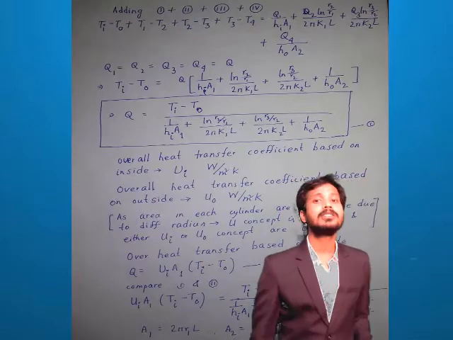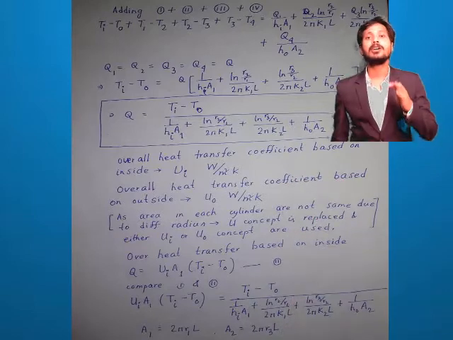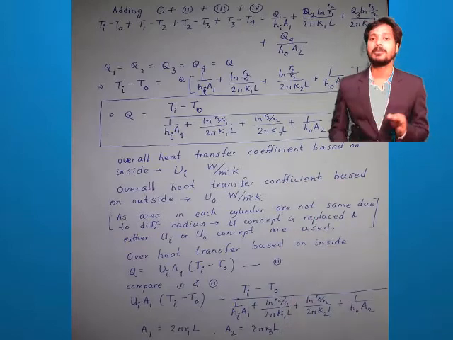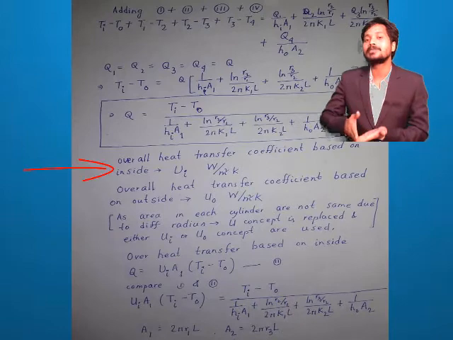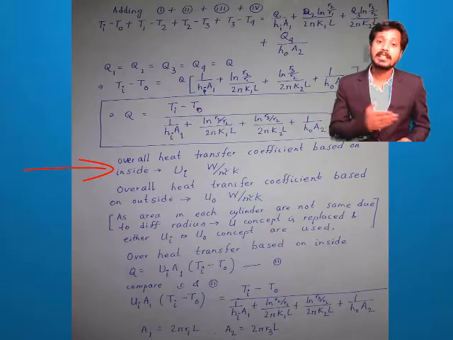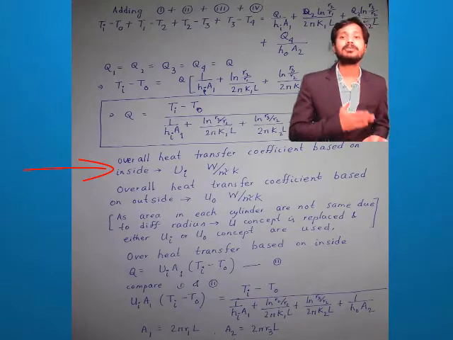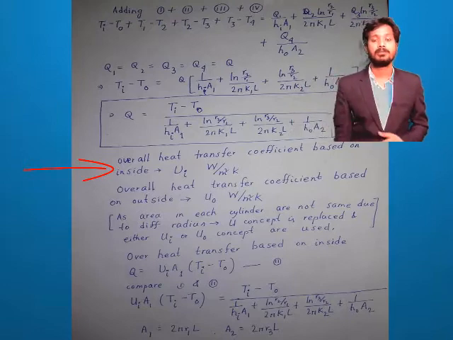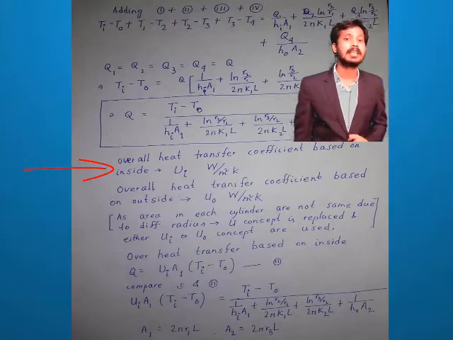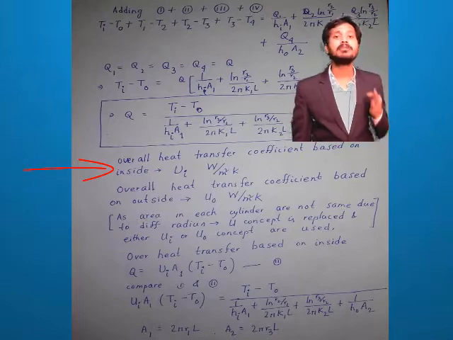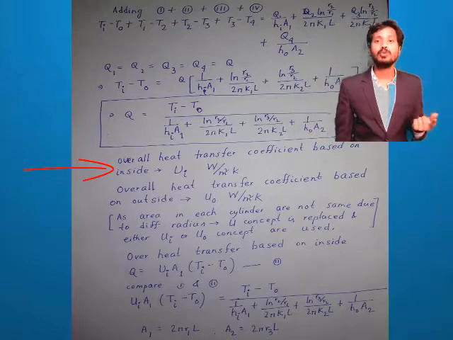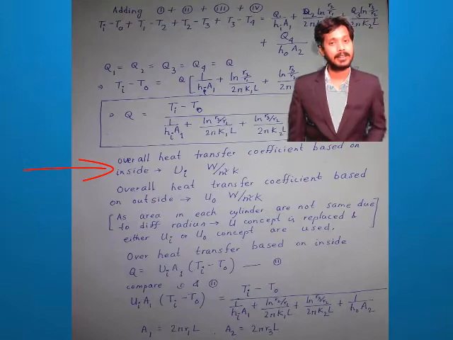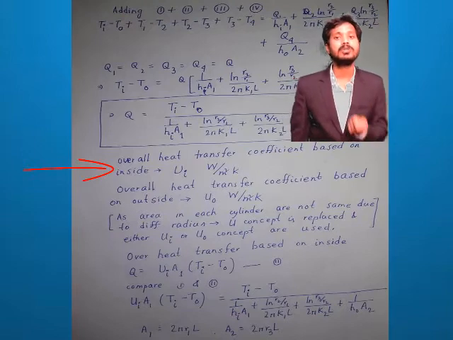Why? Because you see in a composite slab, the area of each and every slab was the same. But in the cylinder, can you say the area of each and every cylinder is the same? No, you can't say it's the same. Why? Because what is the area of a cylinder? 2 pi r into L, right? 2 pi r into L.